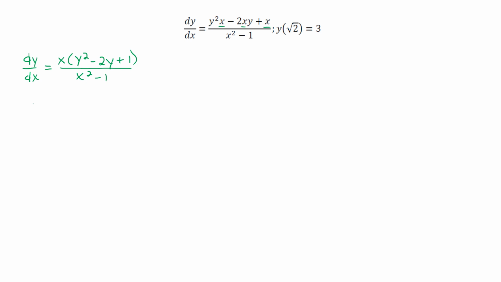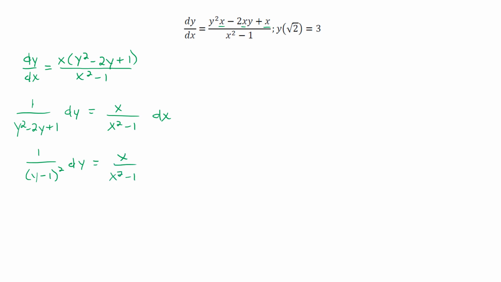That way I can get my x on one side and my y on the other side. So I'm going to have 1 over y squared minus 2y plus 1 dy equals x over x squared minus 1 dx. Now that y squared minus 2y plus 1 I can write in factored form, because the two factors would be y minus 1 squared dy. The right side would stay the same. So now we can take the integral of both sides.